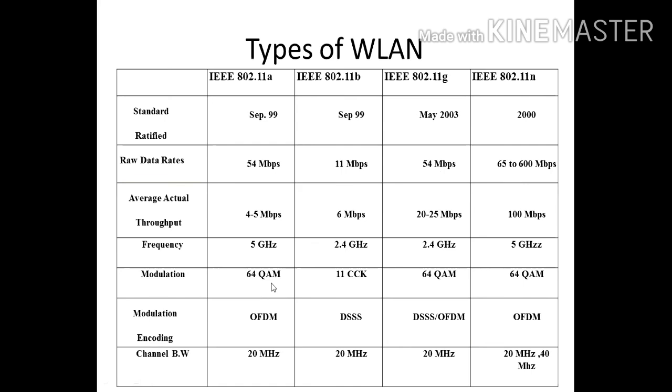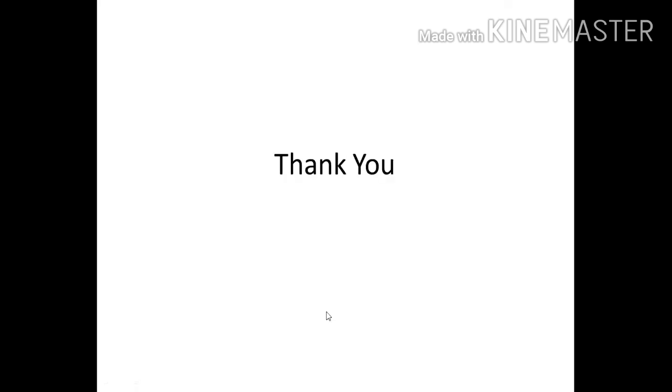The modulation schemes are 64 QAM, 11 CCK, 64 QAM, 64 QAM. The modulation and encoding techniques I've already told you. Channel bandwidth means one channel's bandwidth is 20 megahertz, 20 megahertz, 20 megahertz, 20 megahertz, and there are a maximum of 11 channels. So this is all about wireless local area networks. I hope you have understood this topic, and the most important question on it is: explain the hidden terminal and exposed terminal problem and how to avoid them.